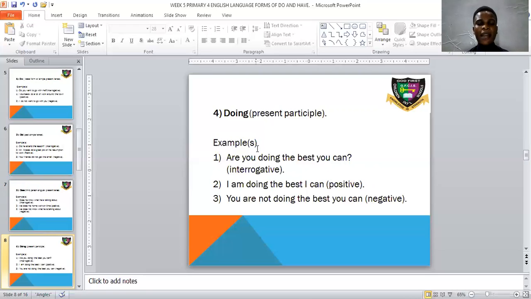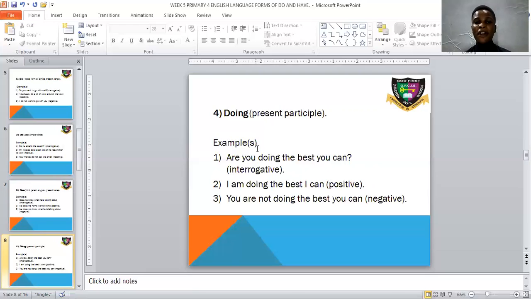Now, let's look at the examples under doing. The first one says, are you doing the best you can? Do not forget that doing, I told you, is the present participle. That is the present tense. He is saying, are you doing the best you can? That means the person is asking you a question. I'm putting it to you. Concerning these upcoming exams, are you doing the best you can?